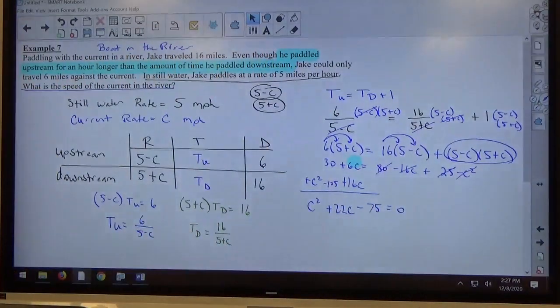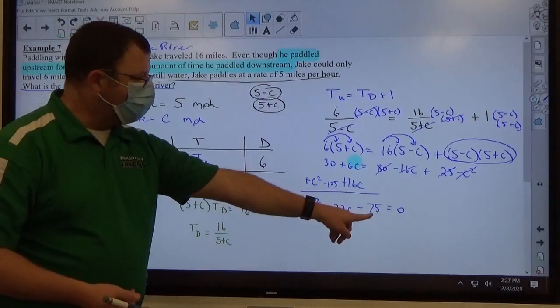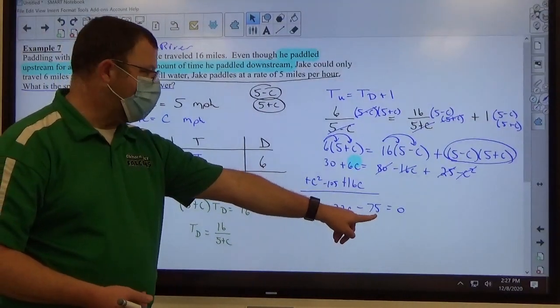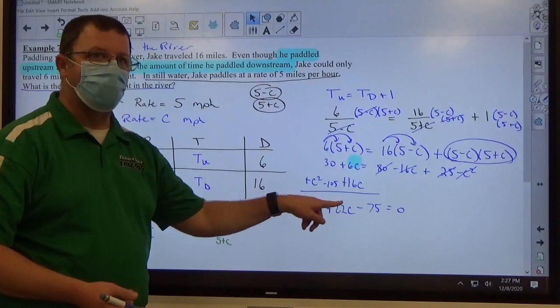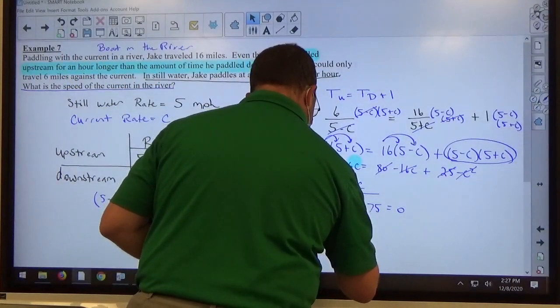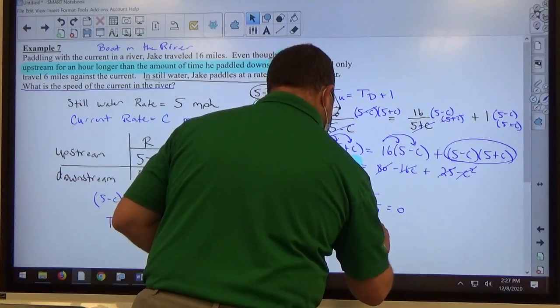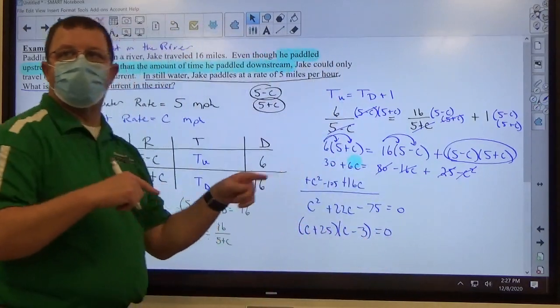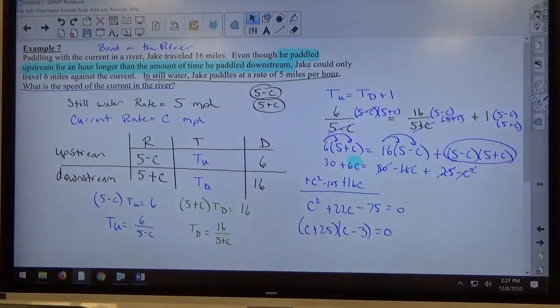All right, and then finally, I could look to factor it. If I can't factor it, then I can always do the quadratic formula. But can everybody see that 25 times 3, 25 positive, 3 negative, makes the proper product and proper sum? So c plus 25 times c minus 3 equals 0. Before I jump to the quadratic formula, I always look to factor it. Especially, I mean, 75 is a little bit larger, but it's still a pretty friendly number.